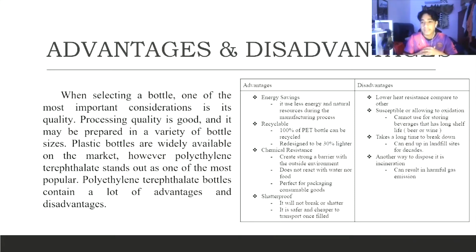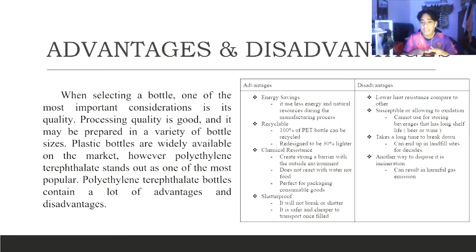The second one is that PET is susceptible to oxidation, so it cannot be used for storing beverages that have a long shelf life, such as beer or wine. Next, PET takes a long time to break down, so it can end up in landfill sites for decades, and that is a long time.